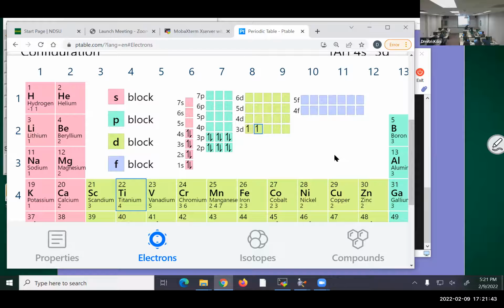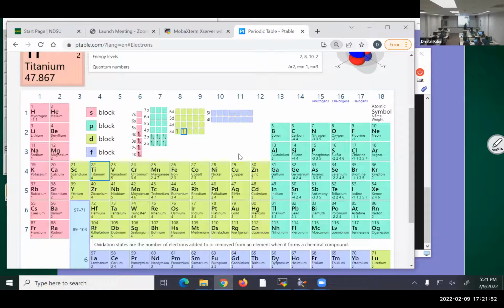If you look at the configuration of titanium, we see that the second shell is fully filled, the third shell is fully filled, and it will be quite stable. Now, above the third shell, you have two 4s electrons and two 3d electrons, right? Those electrons are unstable.